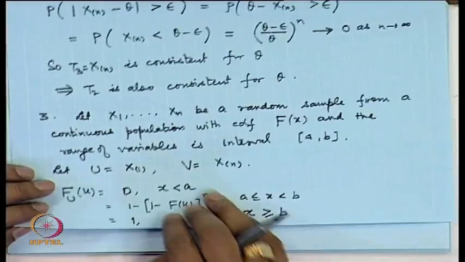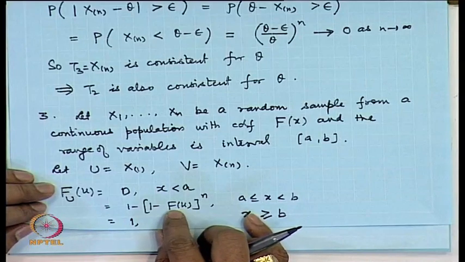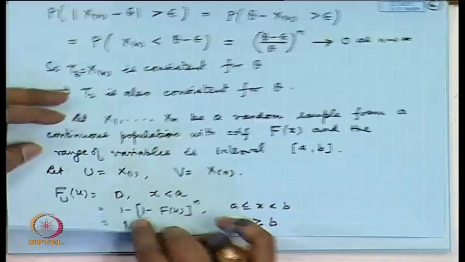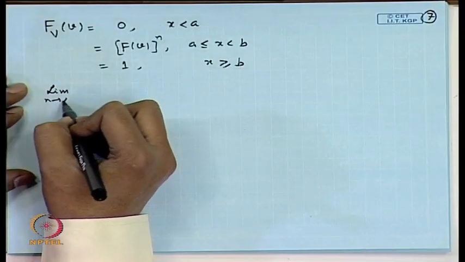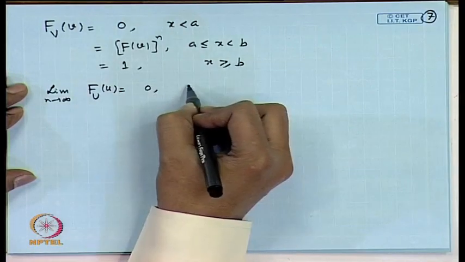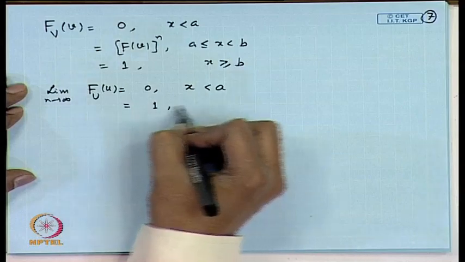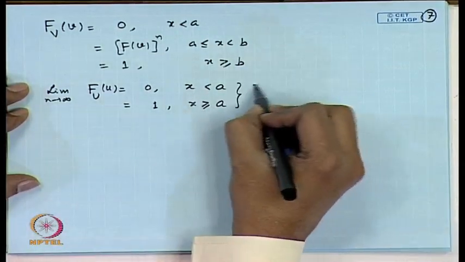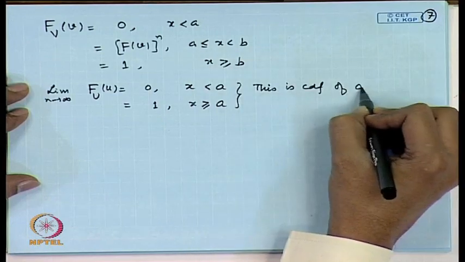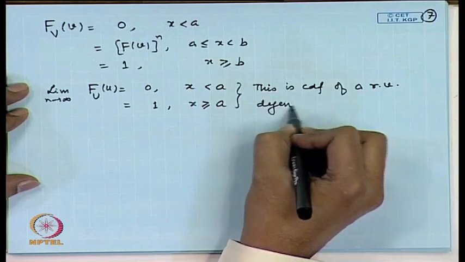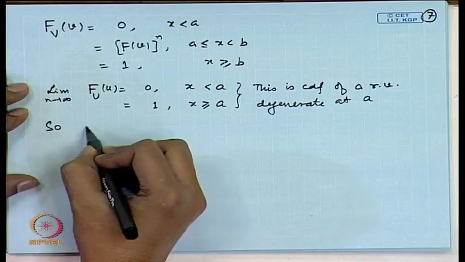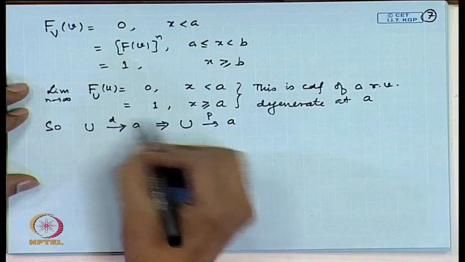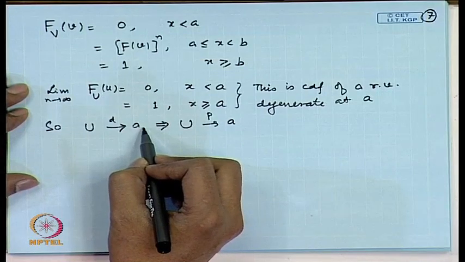So, if I take the limits here, now F is a number between 0 and 1. So, if I take the limits, this number will go to 0, and this is going to 1. So, if I take the limit as n tends to infinity of F u, I am getting 0 for x less than A and it is equal to 1 for x greater than or equal to A. So, this is the CDF of a random variable which is simply degenerate at A. So, we can conclude that u converges to A in distribution and therefore, u converges to A in probability, because convergence in distribution and probability are equivalent if the right hand side is a constant.